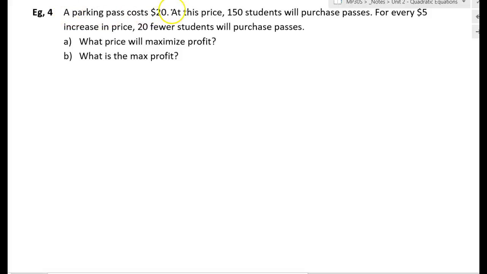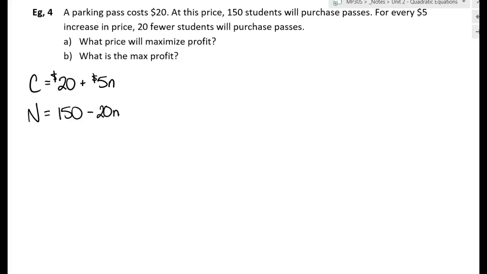So a parking pass costs $20. At this price, 150 students will purchase passes. So if I go C is the cost of my pass, then it's going to be $20 to start with. And then N will be my number of students, and it's going to be 150. For every $5 increase, so adding $5 some number of times, 20 fewer students are going to actually buy passes.